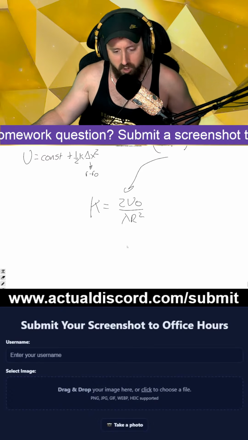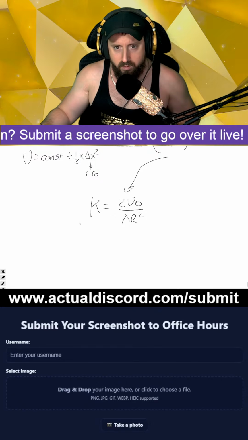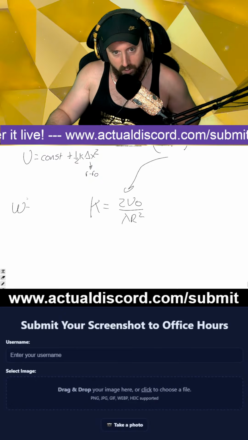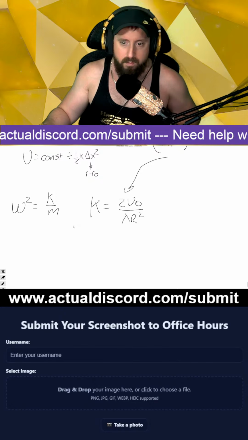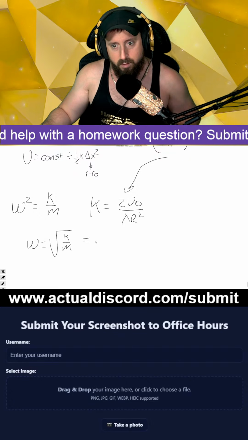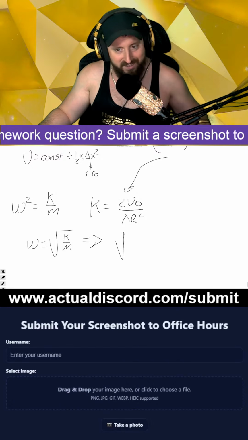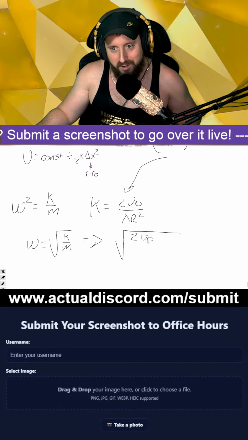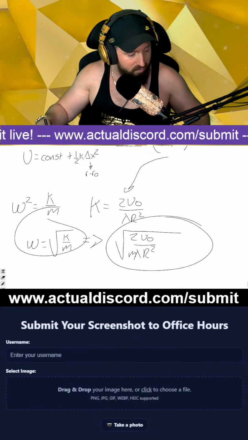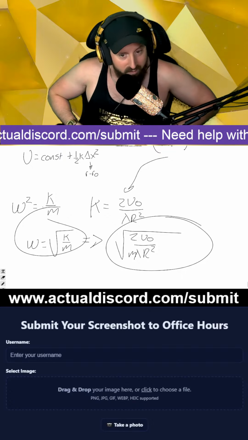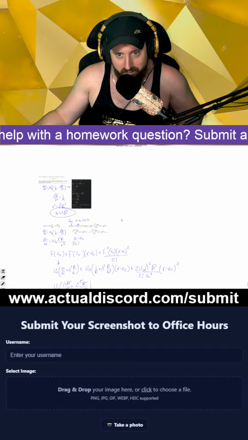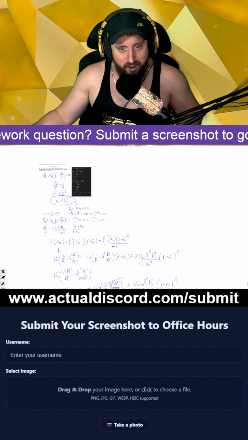And if I want the frequency of small oscillations, from Hooke's law, omega squared equals k over m. So omega is equal to the square root of k over m. Thank you, Sib. This is the square root of 2 mu naught over lambda r squared m. And I think that's it, I think that's your omega. Is that what it is, clickbait? Look at all the stuff we had to do. I love how my writing just started getting bigger and bigger.